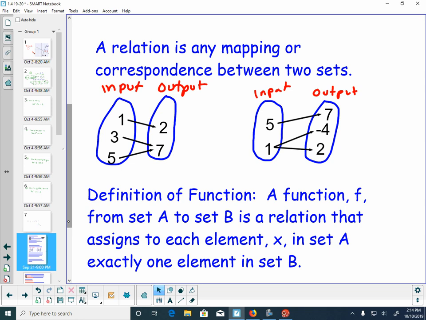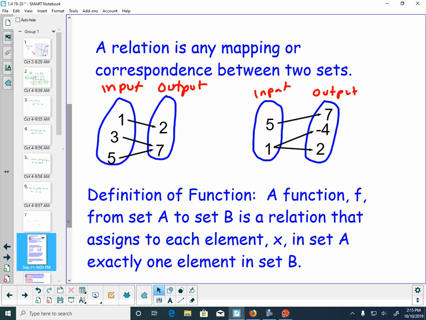All right, so first up. A relation is any mapping or correspondence between two sets. So we're not even using the word function yet. We are using the word relation as any mapping between two sets of numbers. Usually we call the first set the input, and it's going to some numbers in the output. In my first example, I've got 1 going to 2, 3 going to 7, 5 going to 7. This is called a mapping diagram. That's what we call these. I've got another example where 5 goes to 7, 1 goes to -4, and 1 goes to 2. These are both examples of relations, and we're demonstrating these with a mapping diagram.